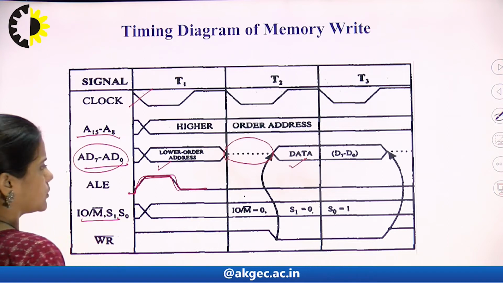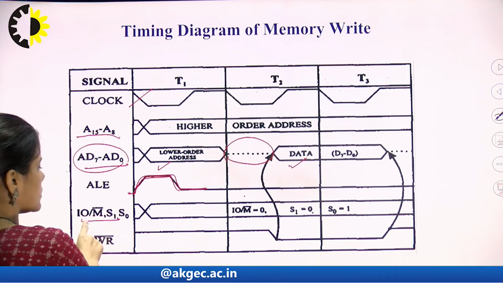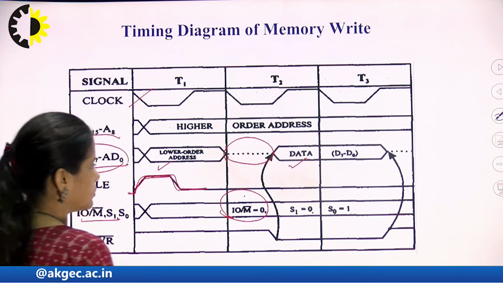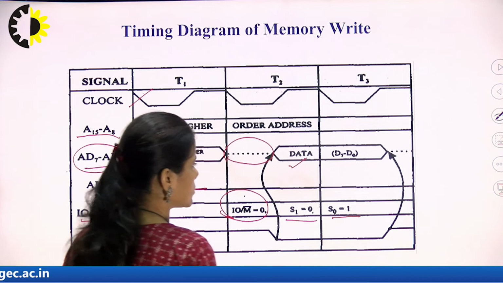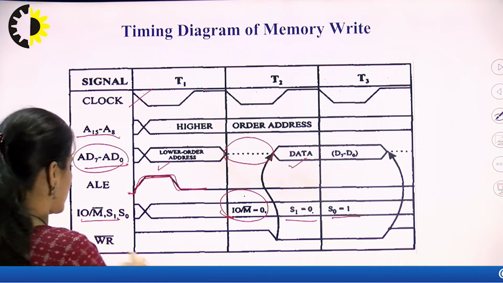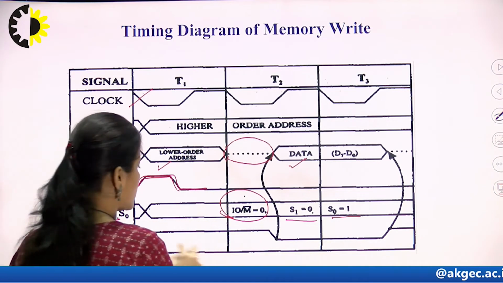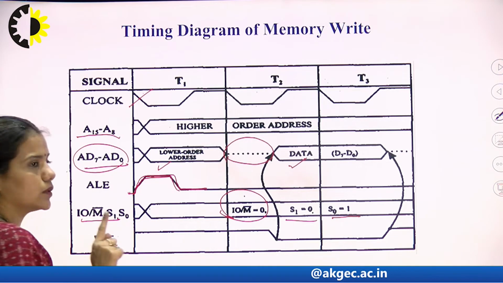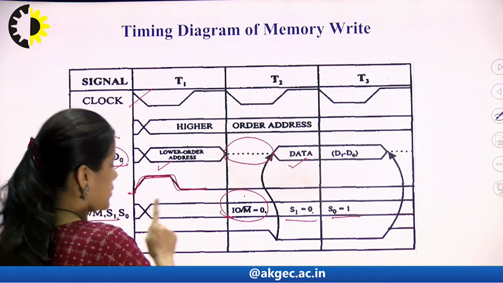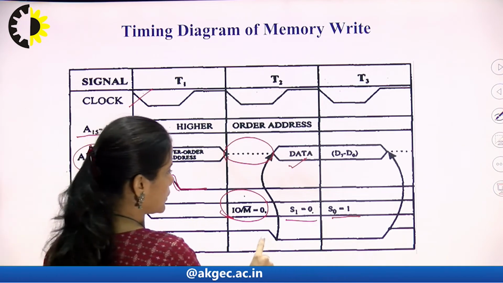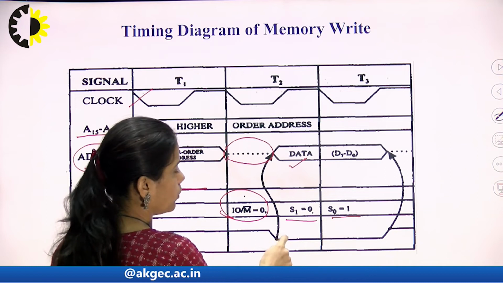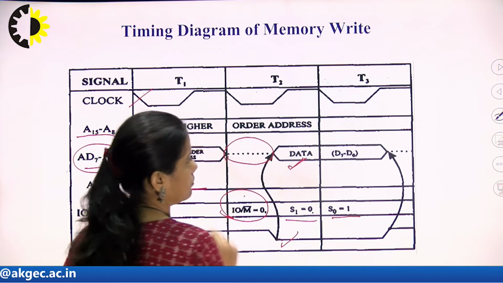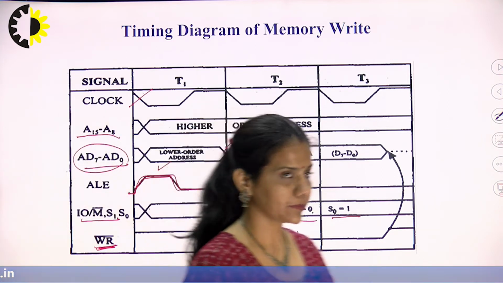Now we talk about the status signals here. These are the status signals: IO/M bar, S1 and S0. Since this is a memory operation, IO/M bar goes low. S1 is 0 and S0 is 1 in the case of the write operation. Since this is not a read operation, this is the memory write operation, so here we are representing only the write signal, not the read signal. The write signal is asserted low during the later part of the T2 state, during which the data bus is carrying the data.